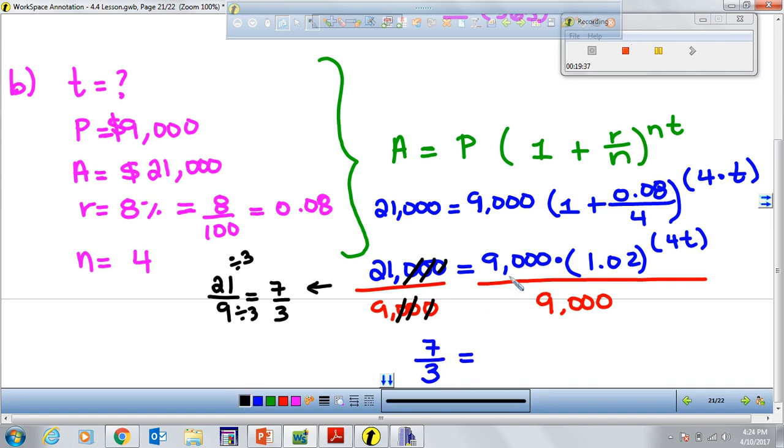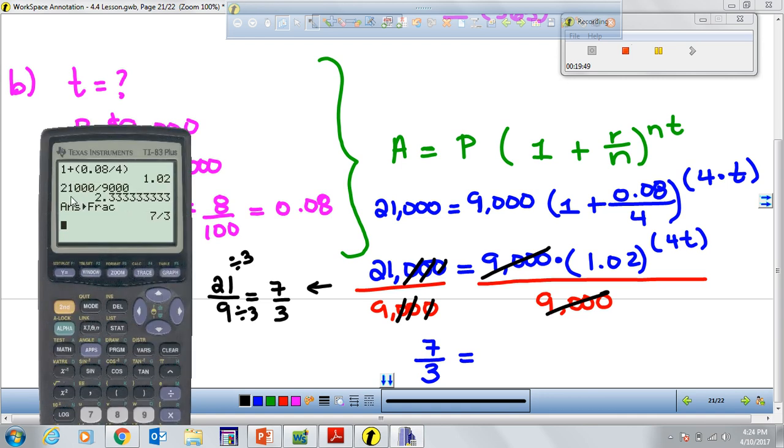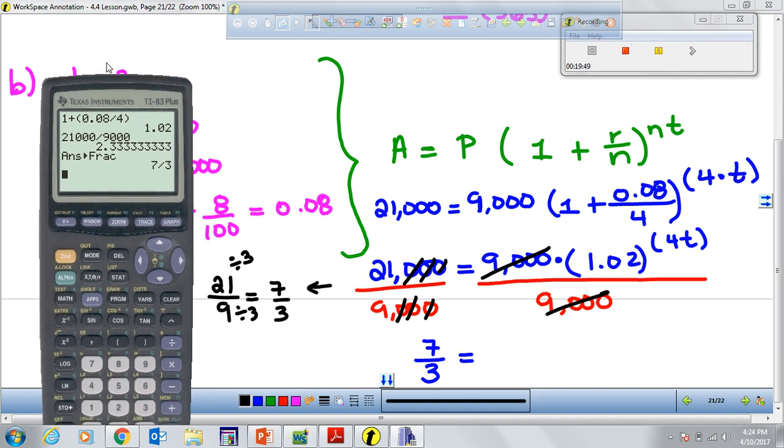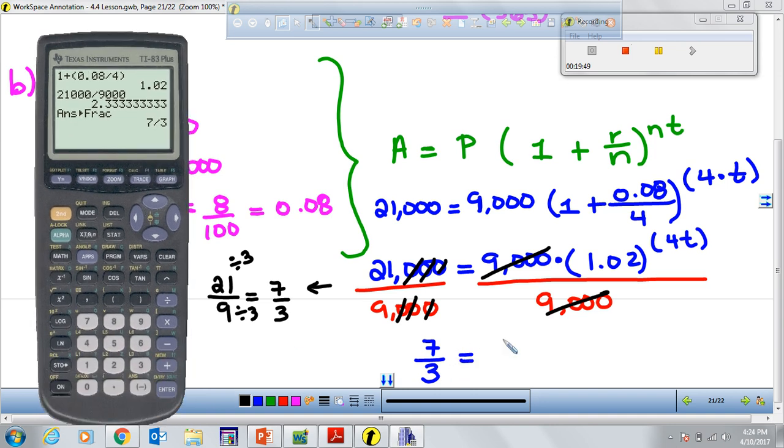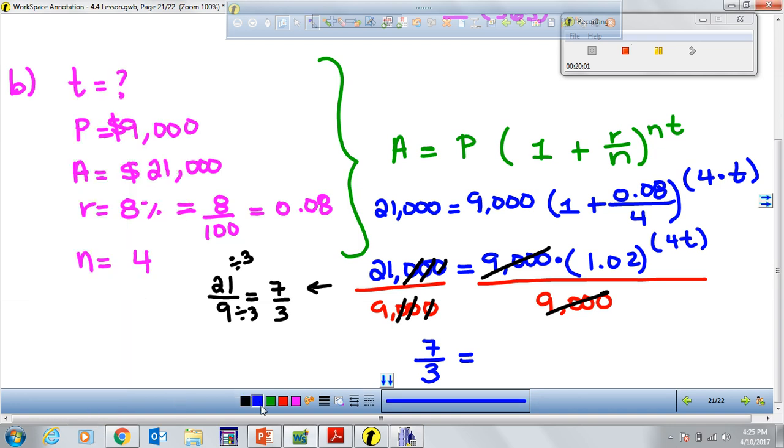Equals. So you could have canceled the zeros here. Going back to this, I'm going to make a little pause. You could have canceled the zeros and then reduced 21 by 9 on your own if it is reducible. Or simply put 21,000 divided by 9,000 into the calculator, which gives the decimal answer, but then click on math and enter twice, and it changes the decimal into a fraction. It's up to you. So then we have 1.02 raised to 4t.